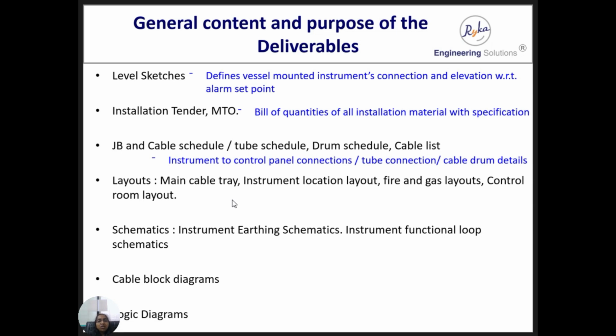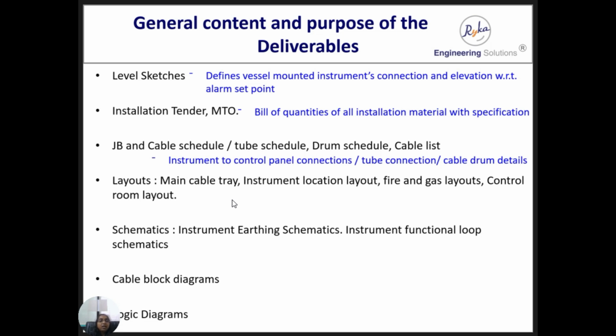Tube schedule and drum schedules are the schedules for tube or drum: how much tube or cable to be cut from the bundle dispatched at the site for the particular cable name or particular tube name. Cable list is also a list of the cables with names, interfacing from one location to another location.